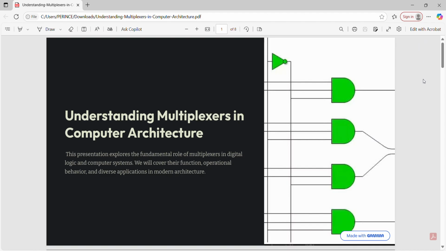Understanding multipliers in computer architecture. This presentation explores the fundamental role of multipliers in digital logic and computer systems. We will cover their function, operational behavior, and diverse applications in modern architecture.